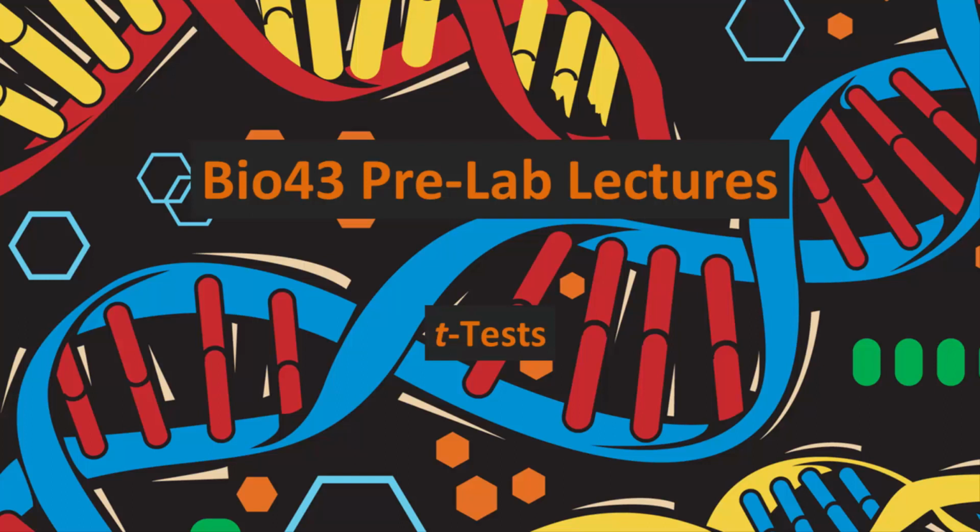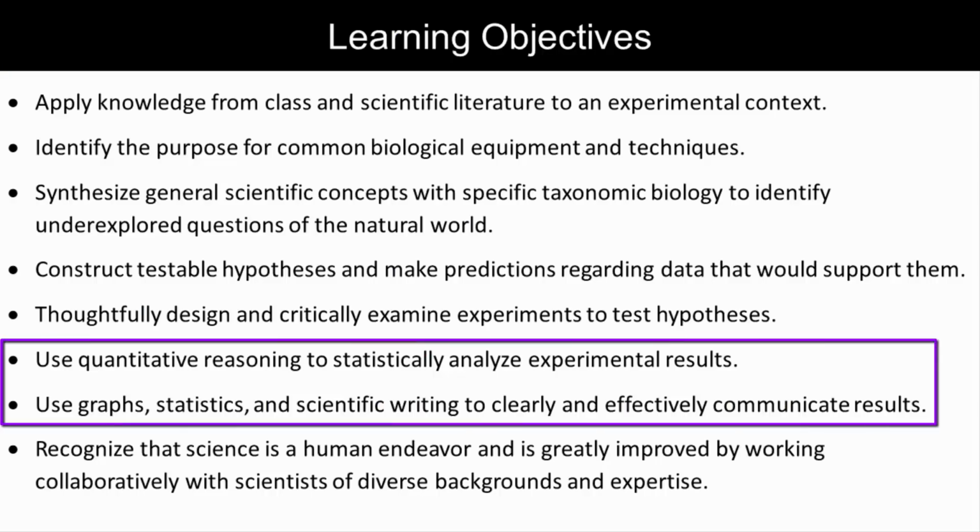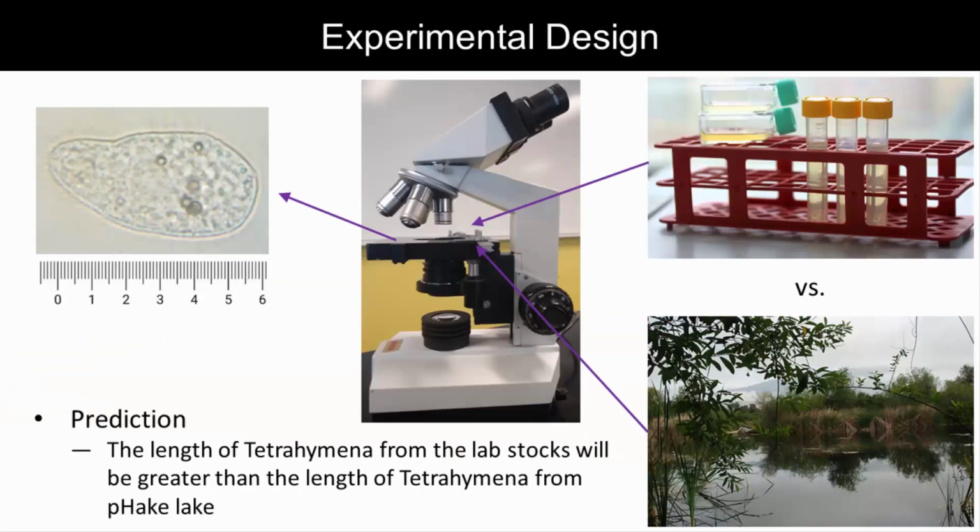Today we're going to talk about t-tests. This is the statistical test to use when you have a categorical independent variable and a continuous dependent variable, and you only have two treatments. During last week's video on bar graphs, we were discussing just such a scenario.